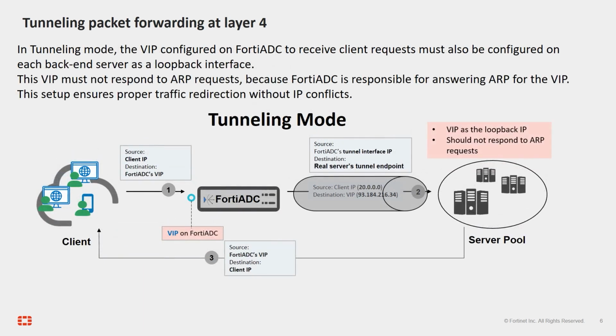In tunneling mode, the VIP configured on FortiADC to receive client requests must also be configured on each backend server as a loopback interface. This VIP must not respond to ARP requests, because FortiADC is responsible for answering ARP requests for the VIP. This setup ensures proper traffic redirection without IP conflicts.